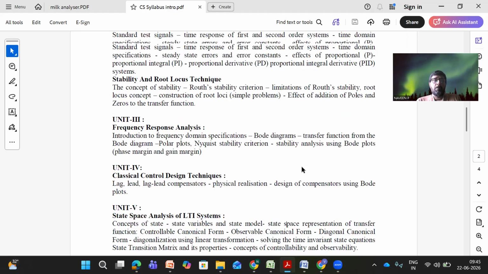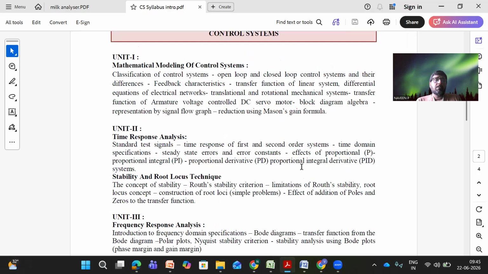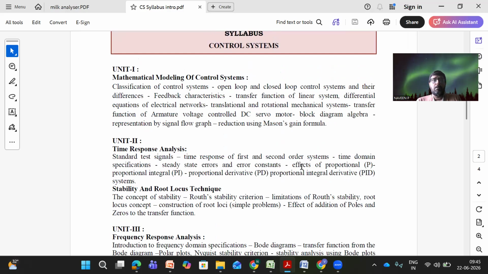So this entirely covers the syllabus of 5 units, which is sufficient for a BTech level of understanding. Thank you, and we'll meet again.